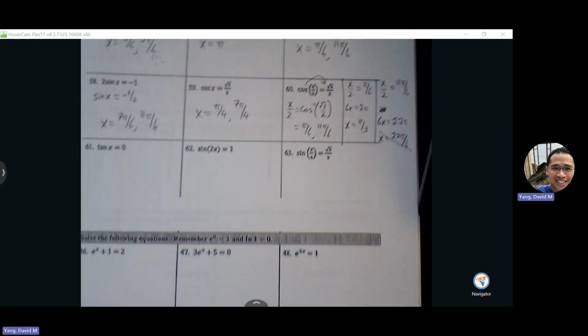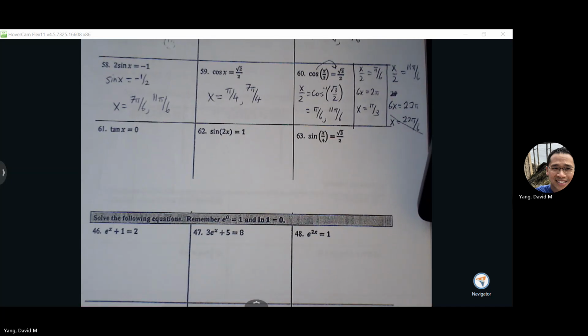All right, 61. Tangent of x equals 0. What x value, or what theta value, or radian measure will allow tangent to have a ratio of 0?